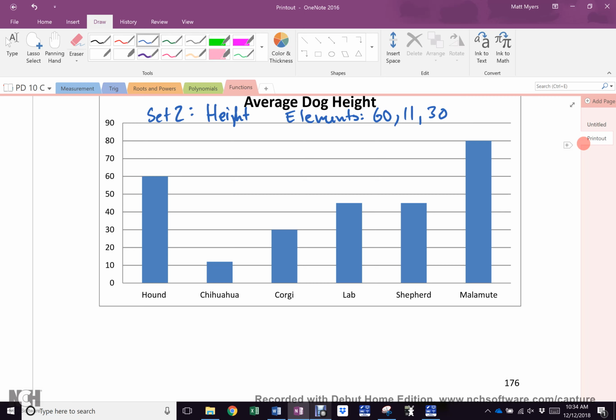Yes, of course it is, because I am comparing 2 sets of data. I have one set of data, a bunch of different types of dogs, and I am comparing those dogs to their average heights. Everybody cool? Easy peasy lemon squeezy. It's a relation. Okay, now.